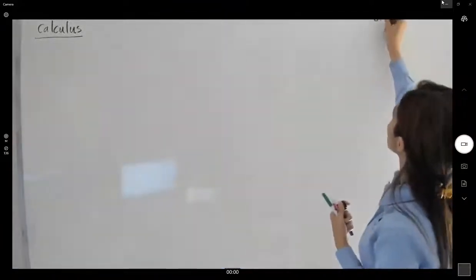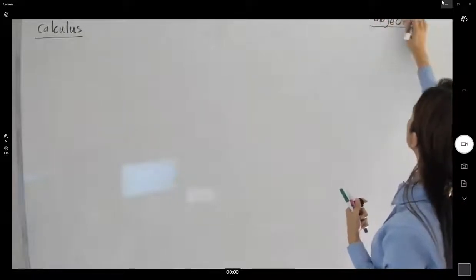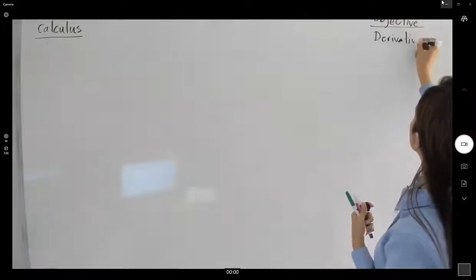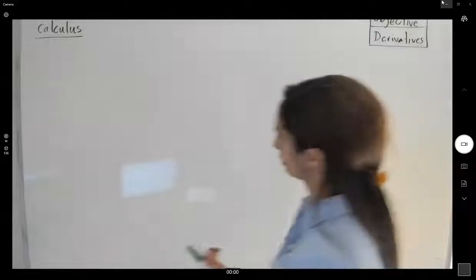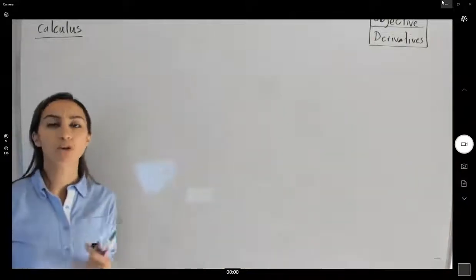So objectives, the derivatives. So the very first type of derivative that we're going to talk about is the partial derivative.